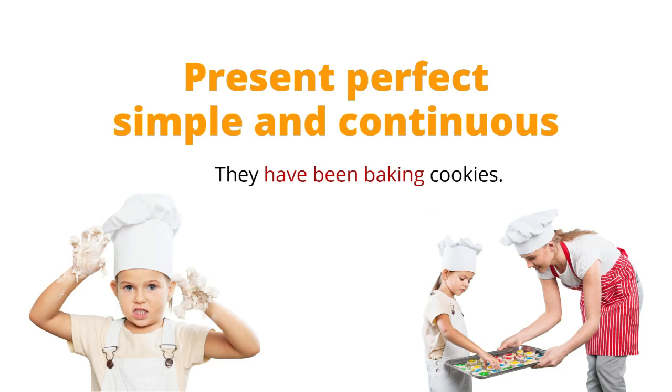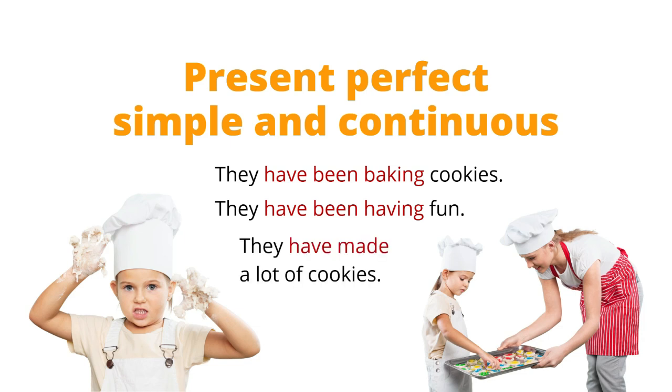So here is a picture of a child with very dirty hands. And you might ask me, what has she been doing? And I can tell you that they have been baking cookies. Or I can say they have been having fun, with an emphasis on the activity. Or I might say they have made a lot of cookies, using the present simple form to emphasize the result.